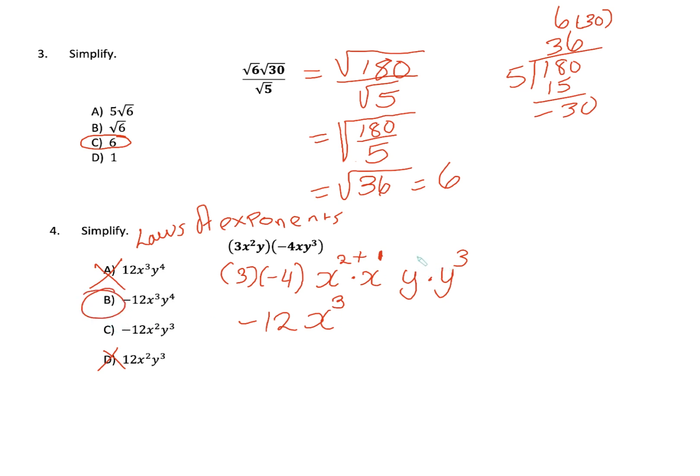Notice here, this is your y. You don't see an exponent, so that's to a 1. And when you add 1 plus 3, you get y to the 4. So your answer is negative 12, x to the third, y to the fourth. So this one was your product rule. If you need help with your laws of exponents, I did a video with the product rule, power rule, quotient rule, and you should find that in the playlist.